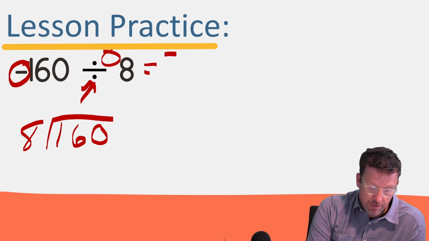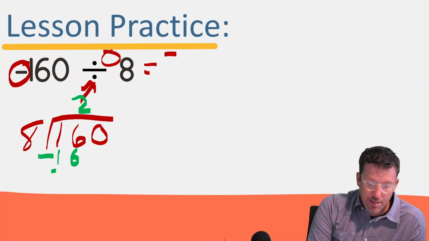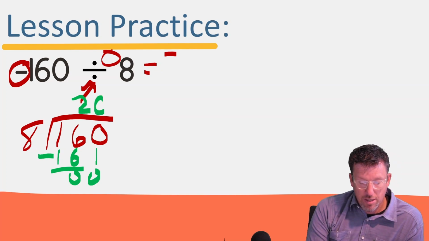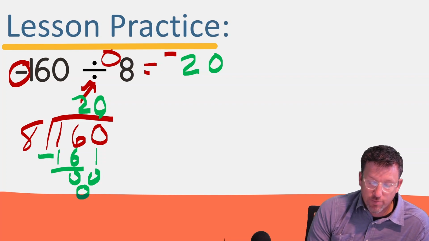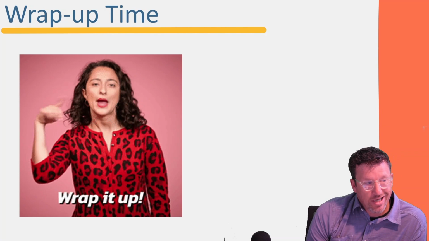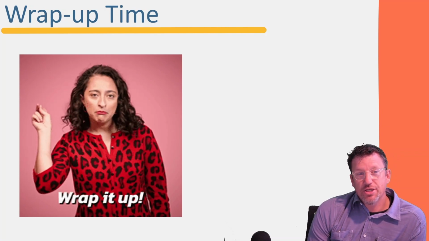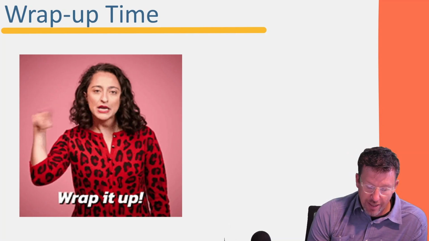I'm going to change my color here because it'll be blending into some other stuff. That would be 2. 2 times 8 is 16. Subtract and get a 0, bring down the 0. How many times does 8 go into 0? 0. And so our answer is 20. All right, so the answer would be -20 because 8 groups of 20 gives us 160. All right, you guys crushed it. So remember, signs are the same, answer is positive. Signs are different, go to negative town.